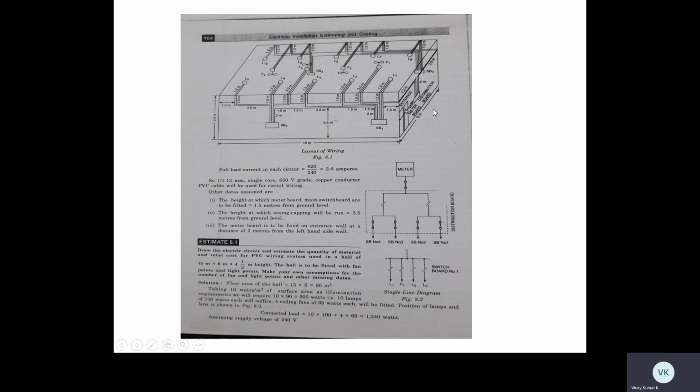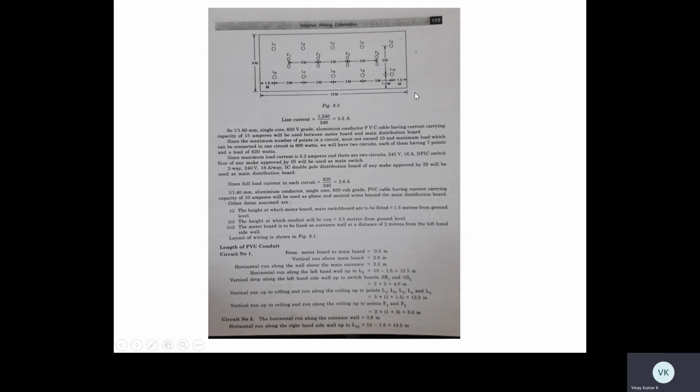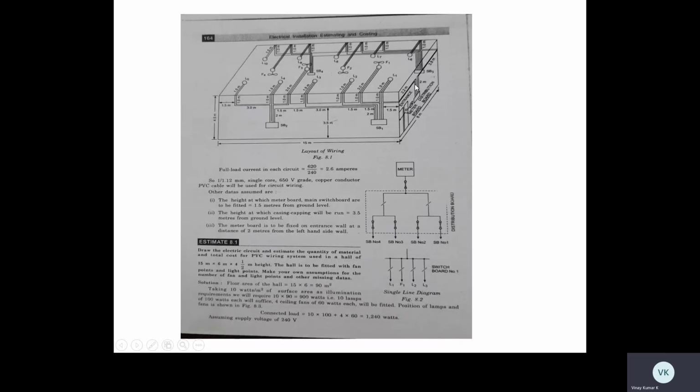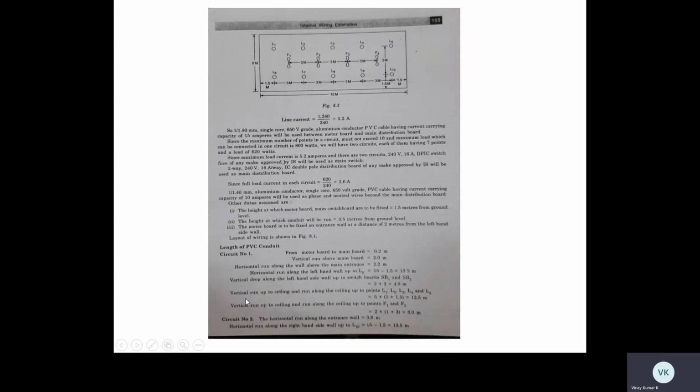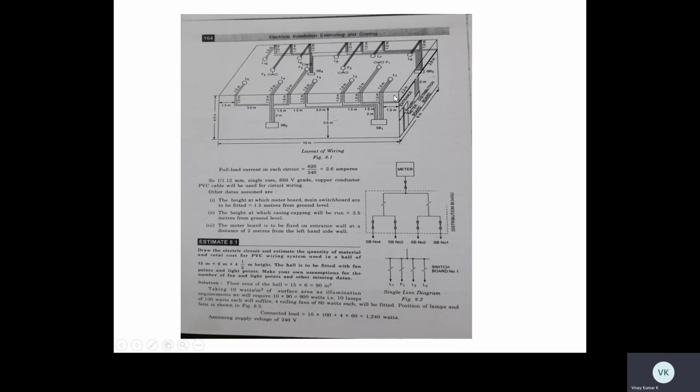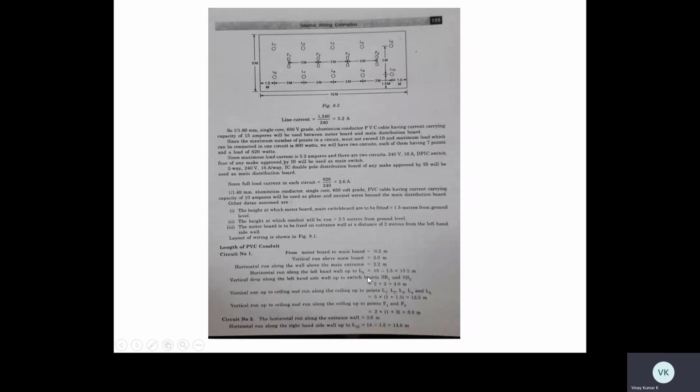From here, just take the horizontal wirings now. Horizontal conduit wiring is 2.2 meter. Horizontal is 2.2 meter, vertical is 2 meter. This is how the distribution boards are placed. This is from the meter board to the main board. See here, from the meter board to the distribution main board, there is a 0.2 meter spacing and a vertical run of 2 meter. And the horizontal run along the wall above the main entrance is 2.2 meter. That's what I already told. That is 2 meter from here and 0.2 meter from here, total 2.2 meter.